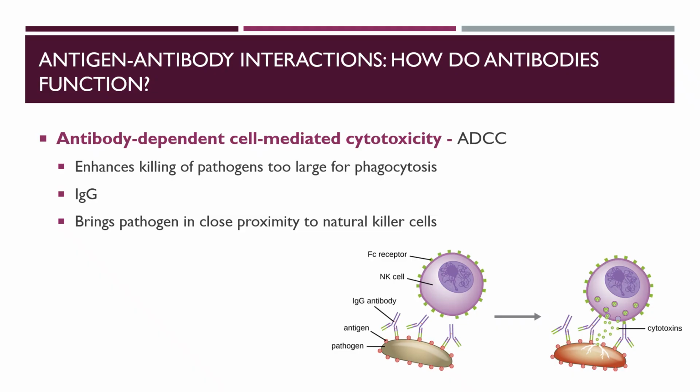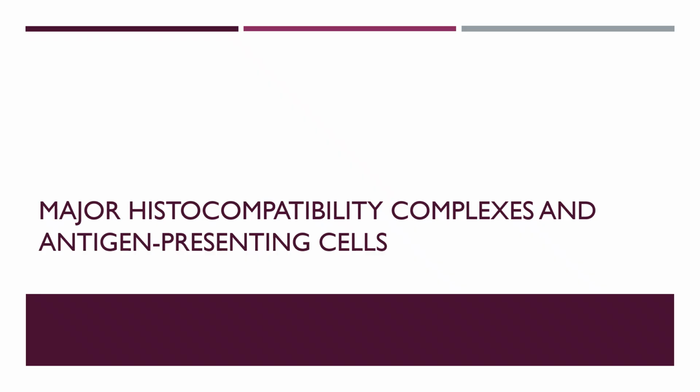Antibody-dependent cell-mediated cytotoxicity, ADCC. This enhances the killing of pathogens that are too large to be phagocytosed. IgG does this. It brings the pathogen in close proximity to the natural killer cells. Natural killer cells are part of the innate immune system. And remember, they're also able to engage in that process of releasing perforin, and that punches holes in the cell membrane of the pathogen. So those are all the ways that antibodies do their job. So the end of the day, the job or the goal of the antibody is to eliminate the antigen. So one of those 5 ways is going to do that.